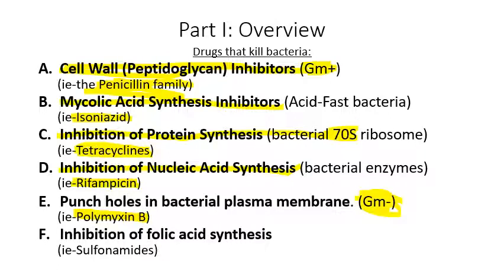All right, and then finally the bacterial antibiotics that inhibit folic acid synthesis. Examples are a family of antibiotics called the sulfonamides. The sulfonamides, that's a family, right? So the tetracyclines is a family, the penicillins is a family, and the sulfonamides is a family. There are some other families that we'll talk about as well.